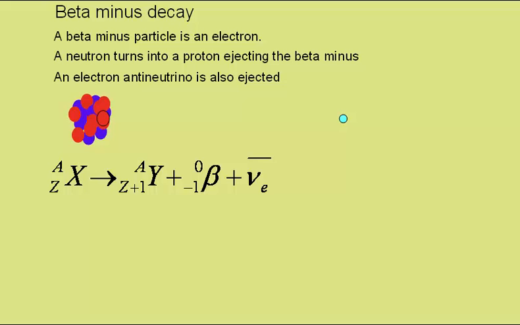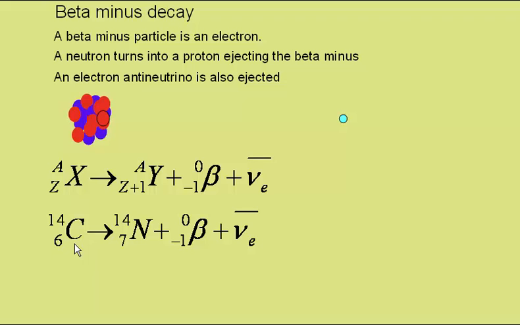For a real element that undergoes beta minus decay, I've taken carbon 14 with a proton number of 6 and nucleon number of 14. It has 8 neutrons, 14 minus 6. If one of the neutrons turns into a proton, we will go to 7 protons, making it now nitrogen. The nucleon number stays the same. We again have the beta minus particle and the electron anti-neutrino.